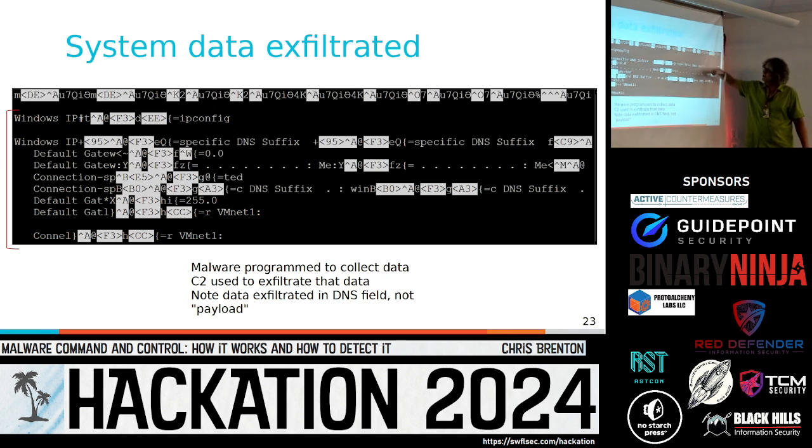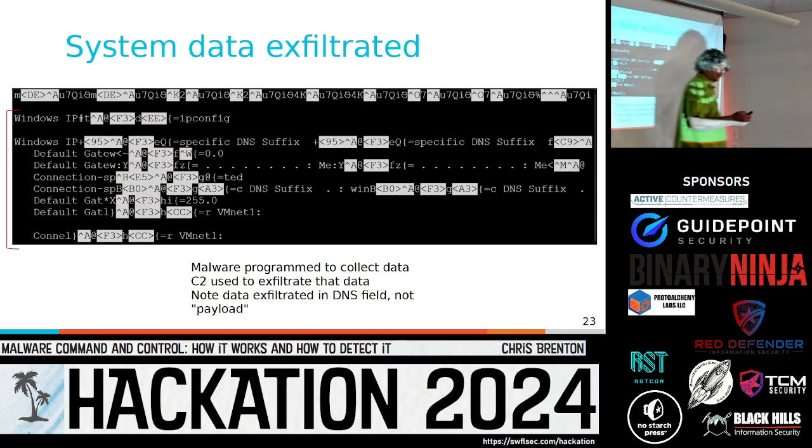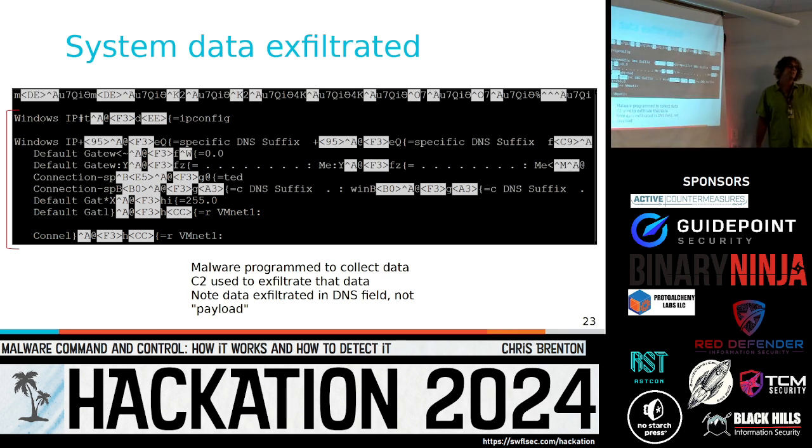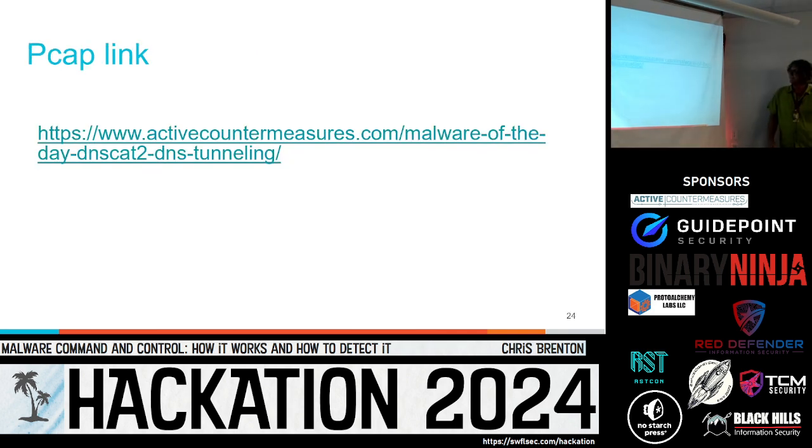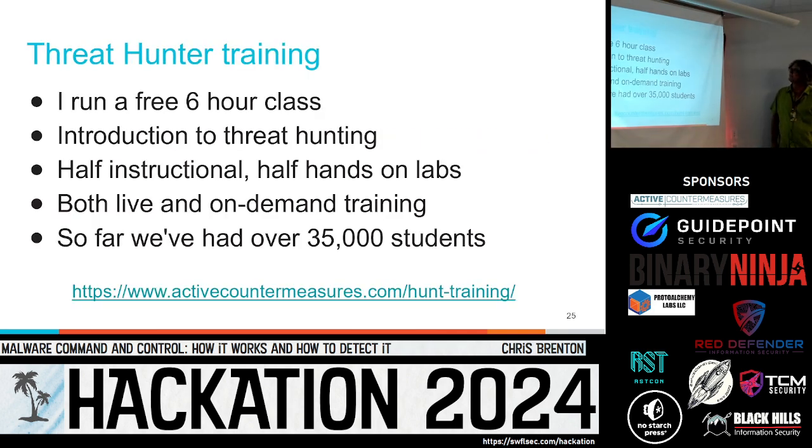Now, we get some special characters in here that are hard to read, but it's probably pretty obvious very quickly, without fixing those, that our command and control server was told to run the ipconfig command, and this is data that's being exfiltrated about what the IP setup is on that system. So that's what's actually going out across these DNS queries: run ipconfig. Okay, I ran it, here are the results from that. Here's a PCAP link to that.